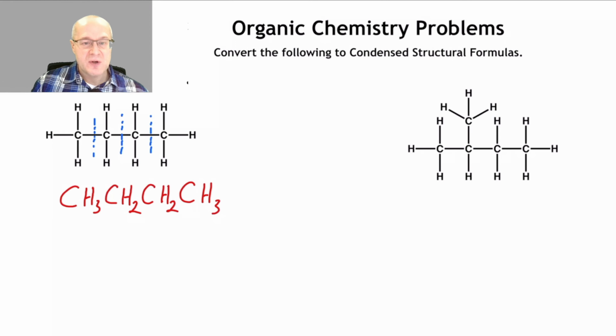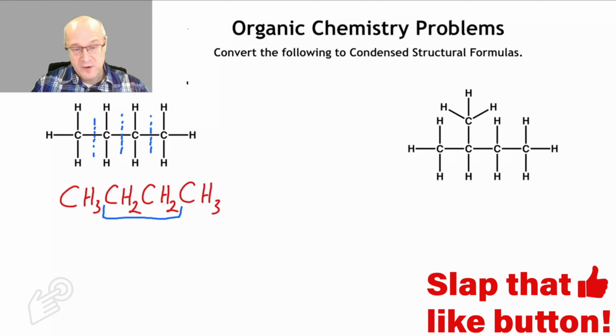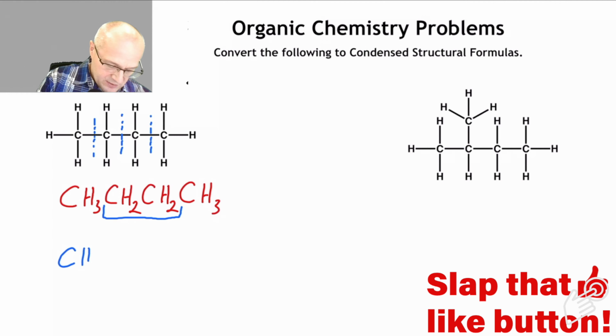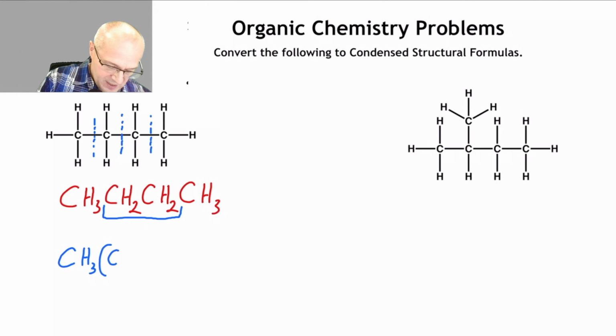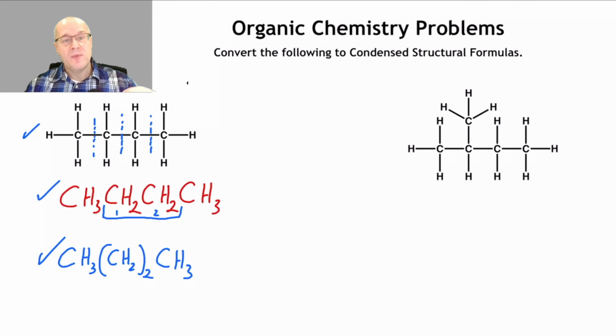Now, I can also make this structure a little bit more condensed. Here's why I can say this. These two units are repeating in the same molecule. They're repeating one after another. So I could say CH3, open parentheses, CH2, close parentheses. There's two of them, right? 1, 2. Put a 2 right there. CH3. So this, and this are all saying the same thing. They're just different ways of looking at it, okay?